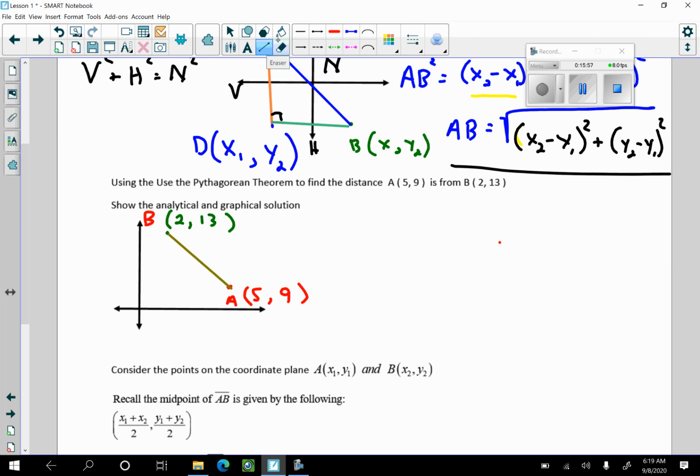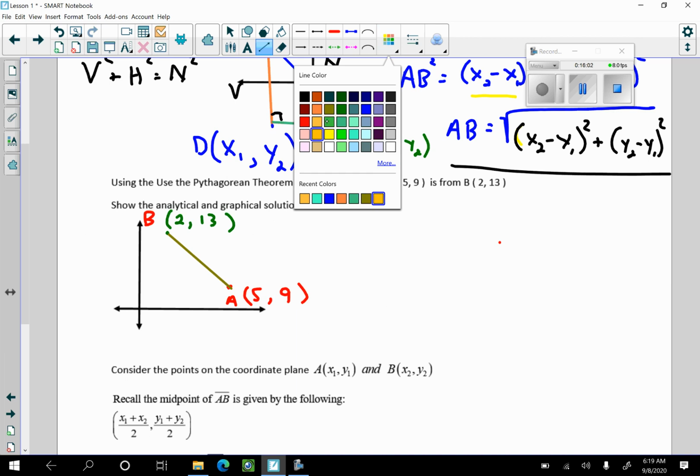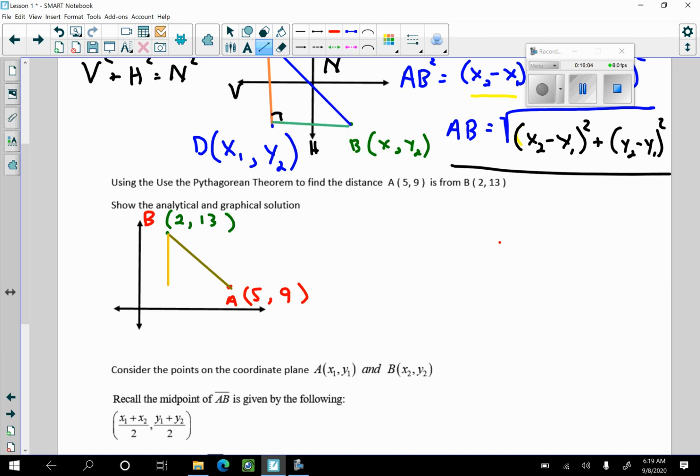And so I will give a graphical solution. For the graphical solution of that particular distance, I have to draw a right triangle here. Here's my right triangle. It's going to be that, and that distance AB is going to be, by the Pythagorean theorem, AB squared.